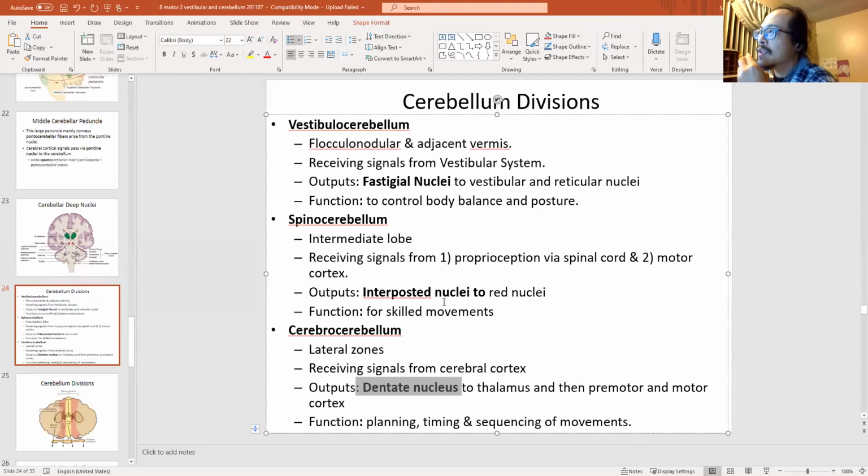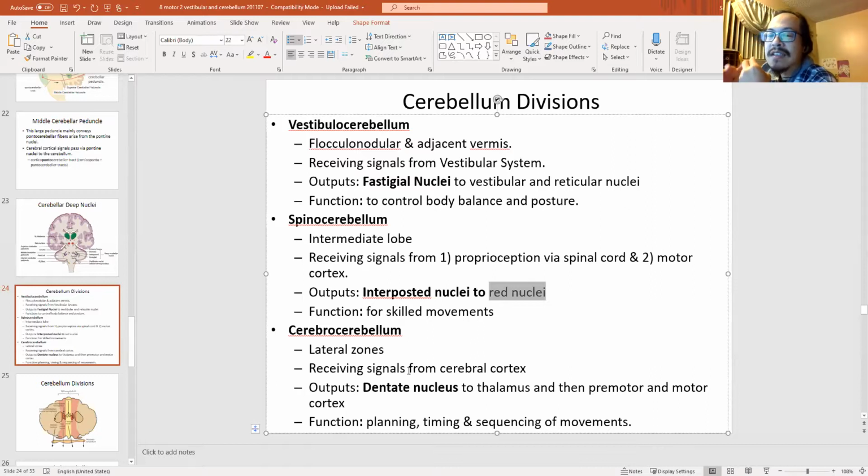So compared to these two, this one doesn't send signal to the spinal cord. This one's output, vestibular and reticular, is sent to the vestibulospinal tracts and reticulospinal tracts. This one is sent to the red nucleus. This one will go through the rubrospinal tracts. All of these control the lower motor neurons. With this one though, it's coming and back, all back to the cortex. So this one is not directly involved with the lower motor neuron.